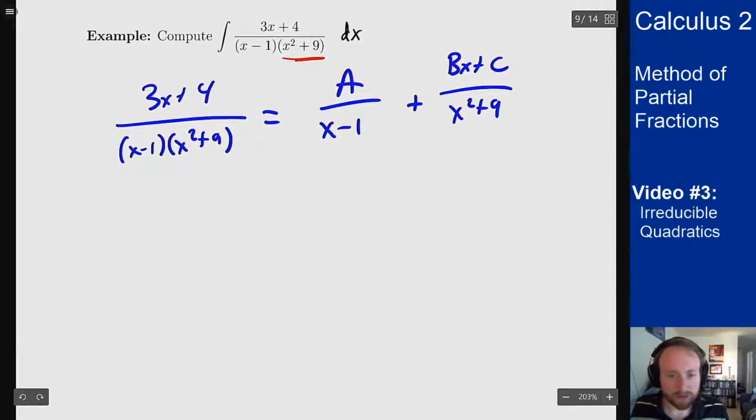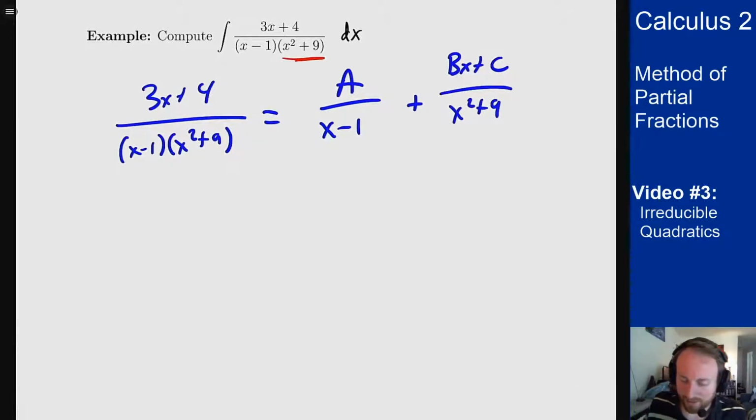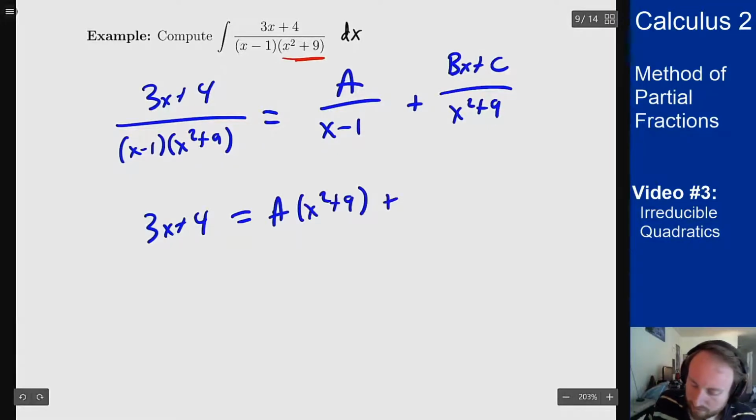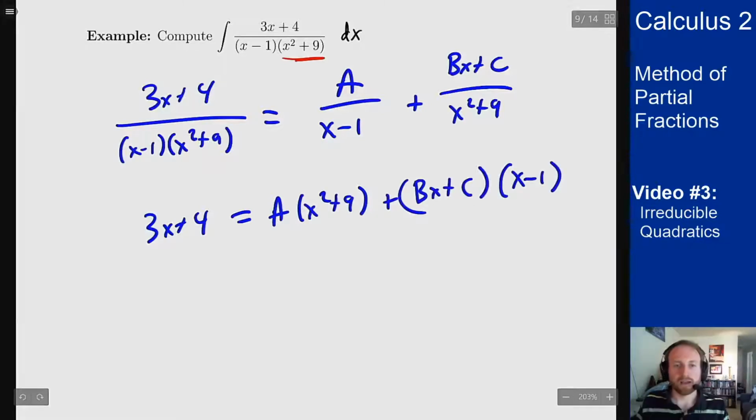We can then clear denominators like we've done in the past and get that we want 3x plus 4 equal to a times x squared plus 9 plus bx plus c times x minus 1. One thing you'll notice with these irreducible quadratics is that now it's not possible to clear away that a term by plugging in numbers, because there's no numbers that make x squared plus 9 equal to 0. So you're going to have to do your value substitution again, but it's going to be a little more involved because you're not going to be able to get rid of all the extra variables every time.